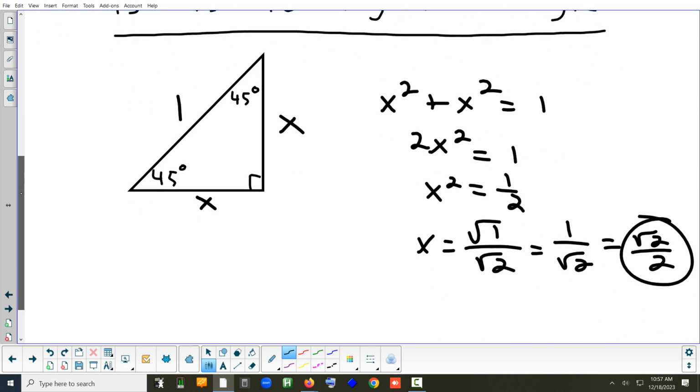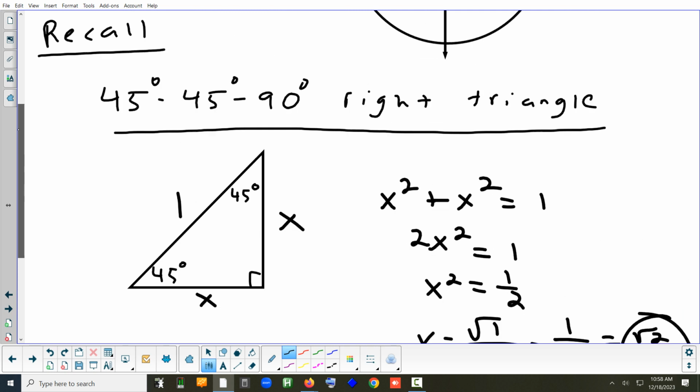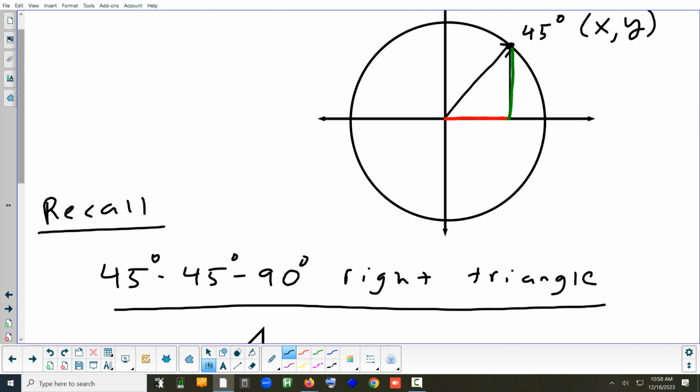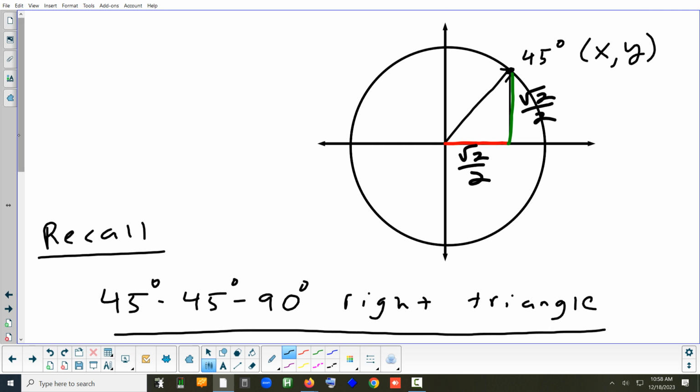Okay, so I'm going to go back up, and I'm just going to label my triangle. So this side is square root 2 over 2. So that's how far right. And the green side is also square root 2 over 2. That's how far up. So what do you think the coordinate would be for 45 degrees? Square root 2 over 2, comma, square root 2 over 2.